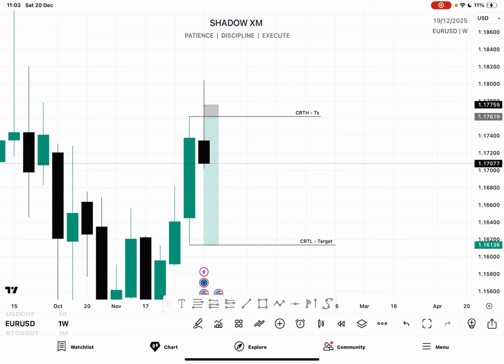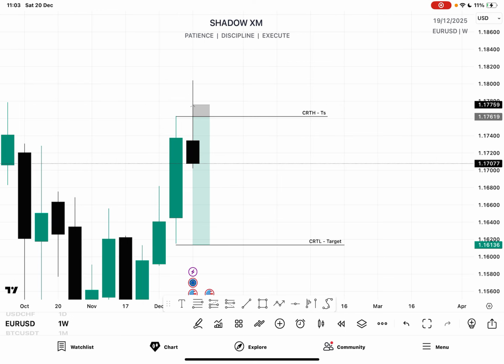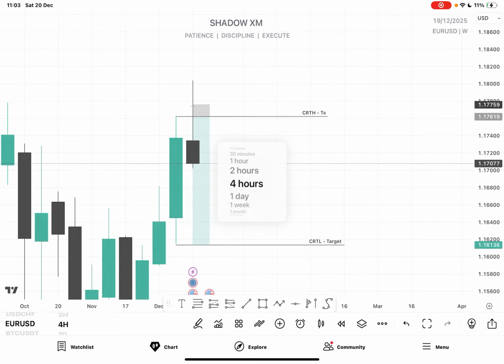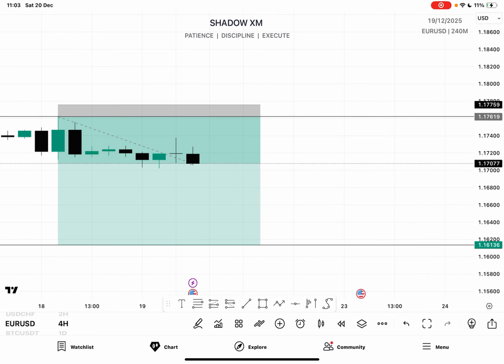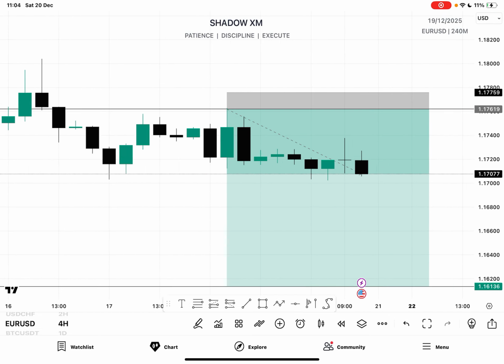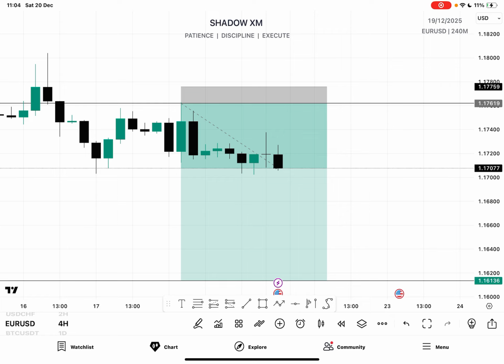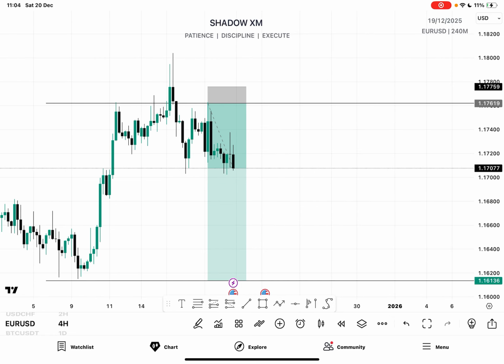So now we are on the weekly time frame. From the weekly time frame, this trade has triggered already. You understand? It has triggered already, but just for the video purpose, I'm taking this to the 4 hours time frame. So it's the 4 hours time frame.